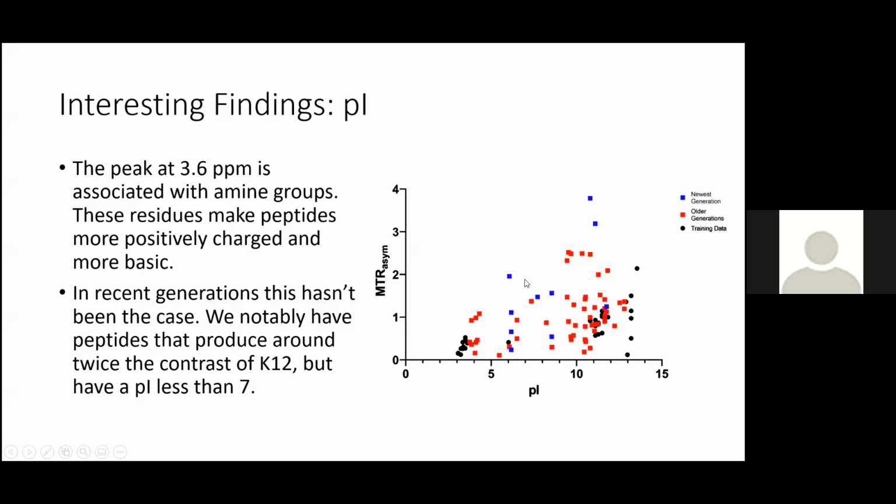Then if we look at the most recent generation that we've done, the most recent peptides we've generated, the theme over here is still that the most contrast is generated by positively charged peptides. But at the same time, we have this one over here, which is acidic, negatively charged. And it produces more significant contrast than anything we had from our initial training data.